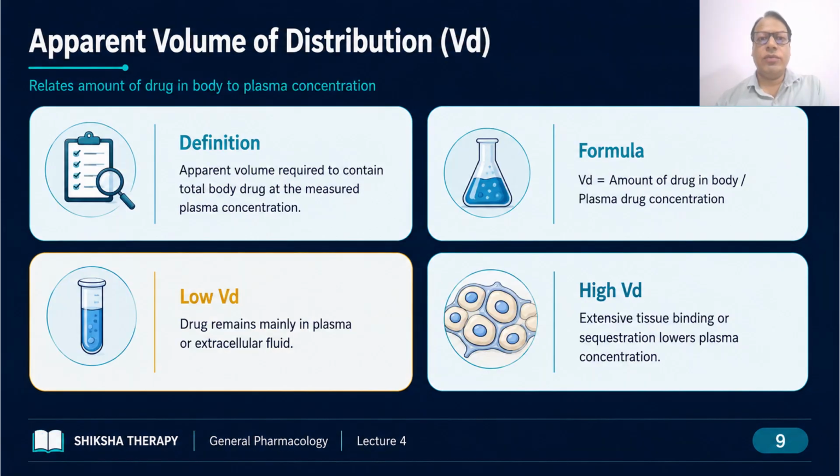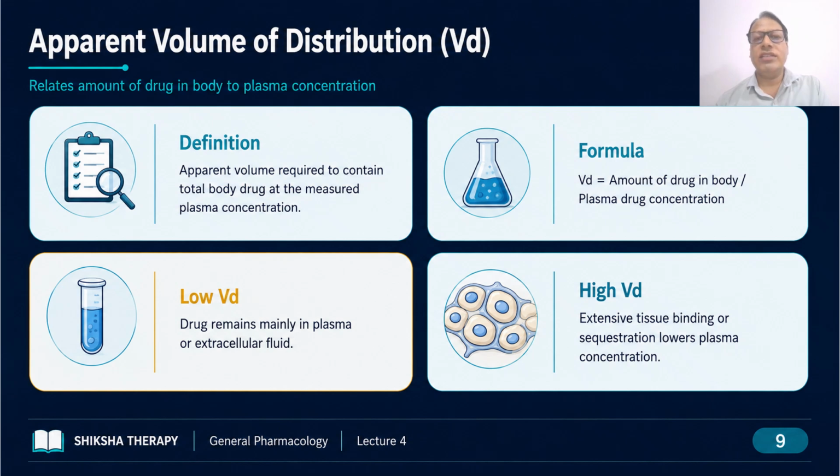Now we come to the most important concept of this lecture, apparent volume of distribution or VD. VD relates the total amount of drug present in the body to its measured concentration in plasma. In simple terms, it tells us the apparent extent of drug distribution in the body. The formula is VD equals the amount of drug in the body divided by plasma drug concentration.